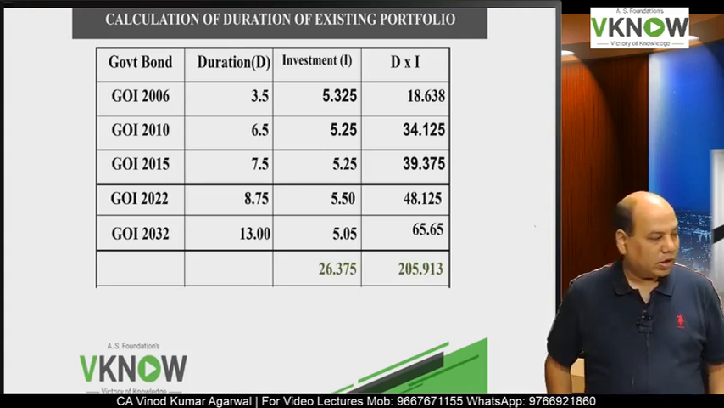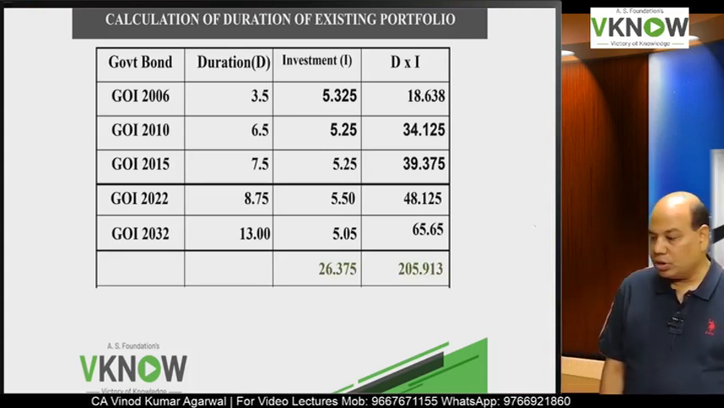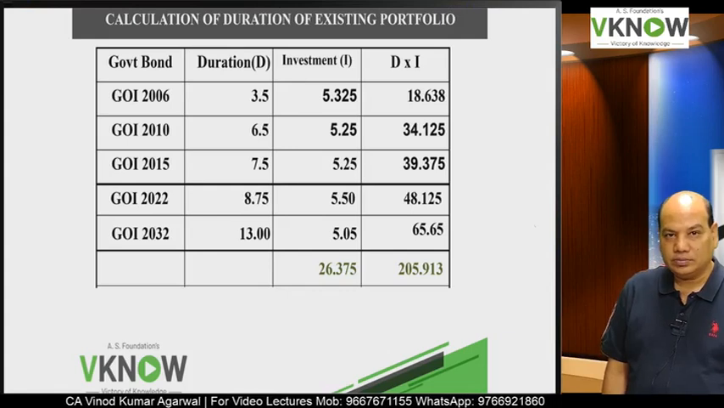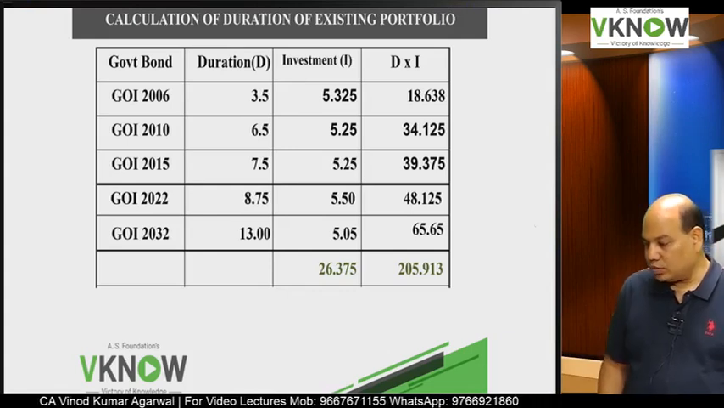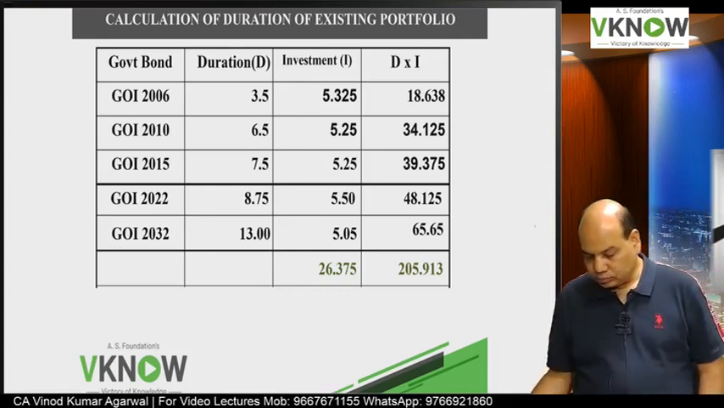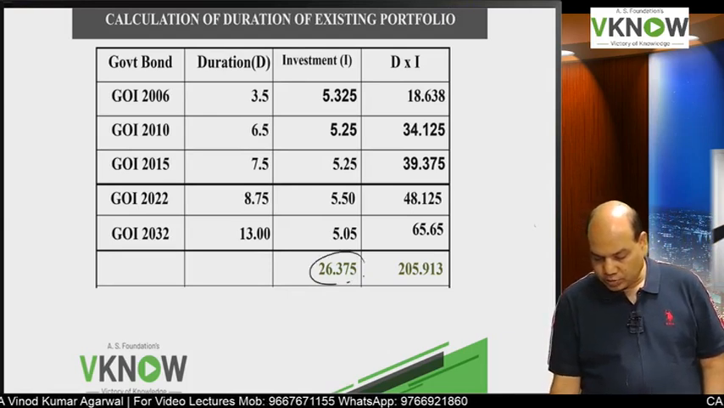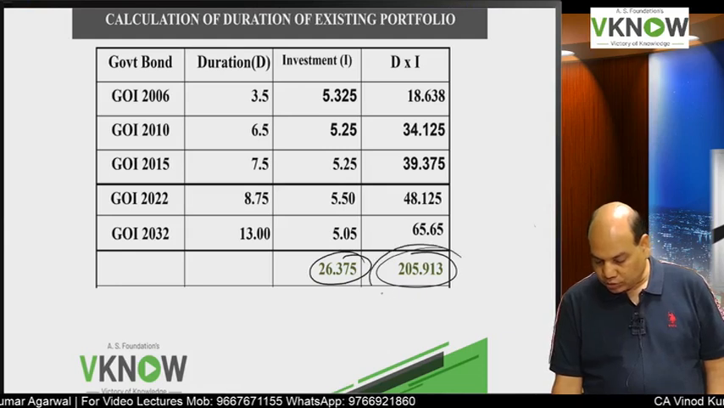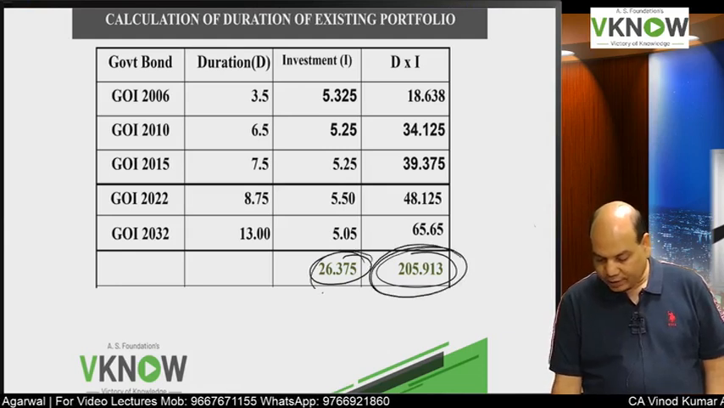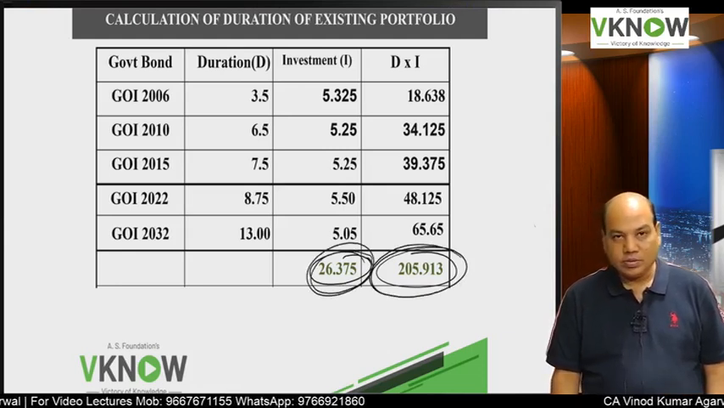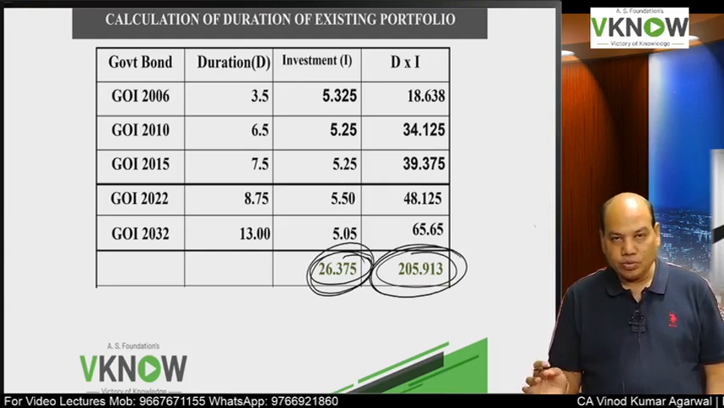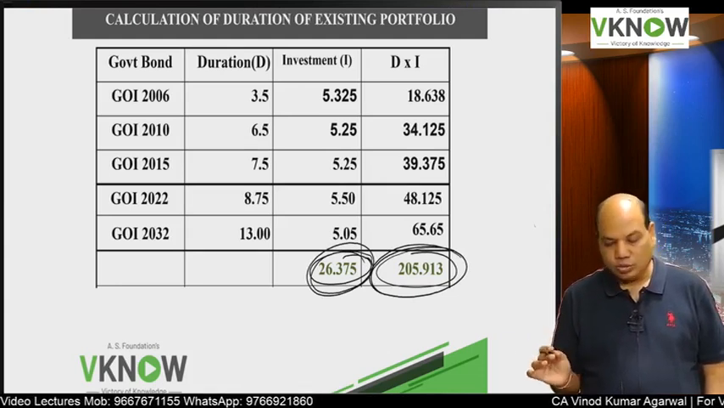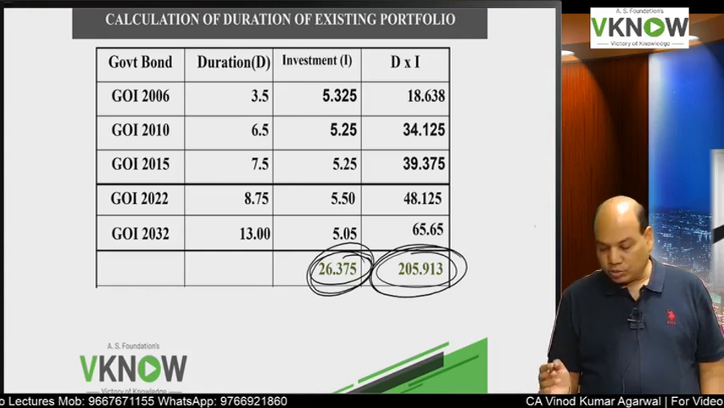Take the total of the last column: 205.913, and total of investment column also: 26.375. Total of this column divided by total investment will give you weighted average duration. Or you can do one more thing.